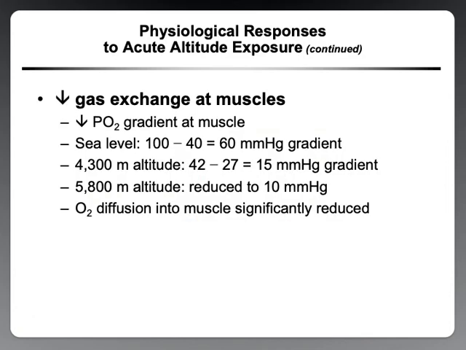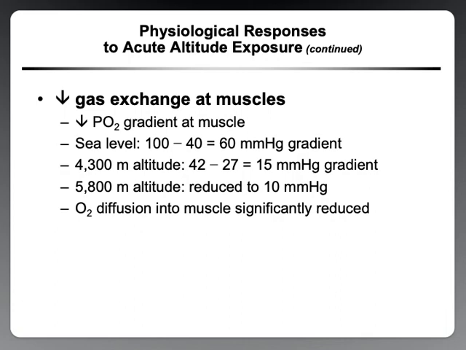So this slide is really basically putting into words what I explained on the previous slides. What we see at the skeletal muscle is also a decrease in gas exchange. And this is all due to the decreased partial pressure of O2 in the arterial system and in the capillary, and therefore there's not as much oxygen going from the capillary into the skeletal muscle. So at sea level, what we typically see between the arterial system and the skeletal muscle is a pressure gradient of 100 to 40, which means that the driving force is 60 millimeters of mercury as a diffusion gradient.